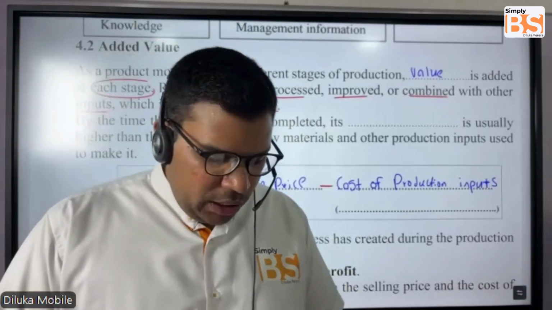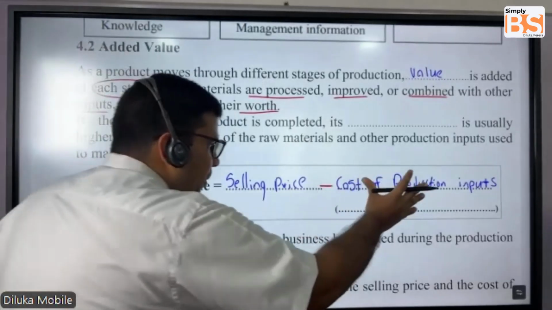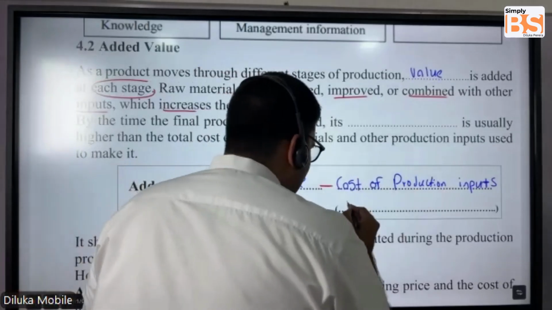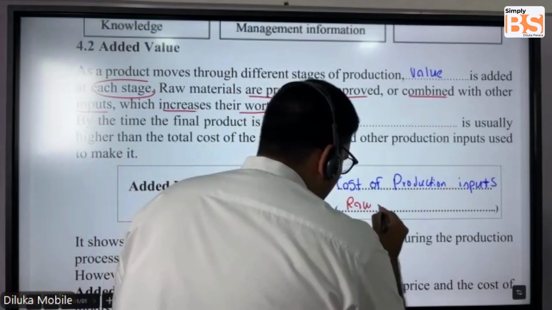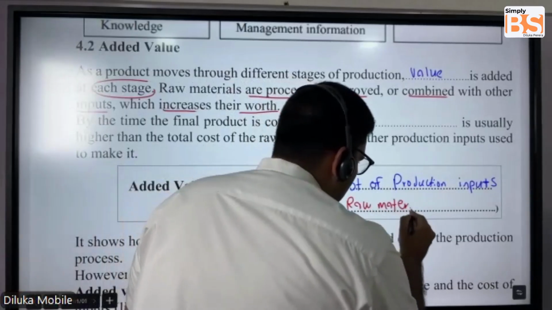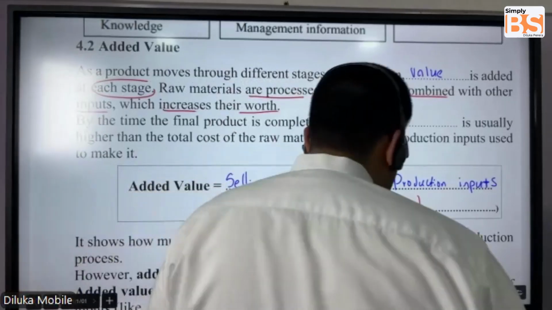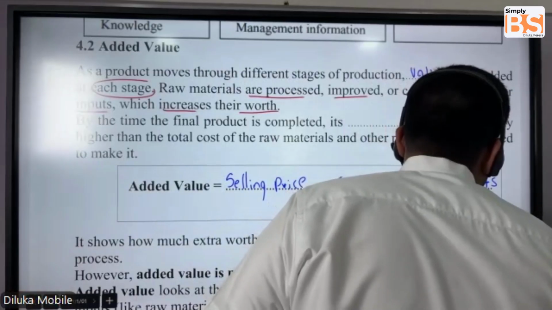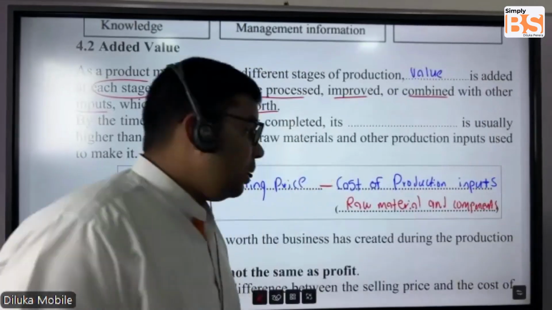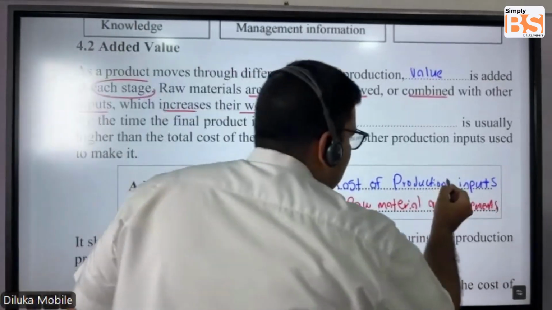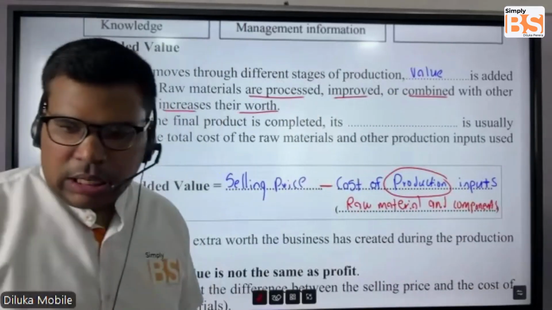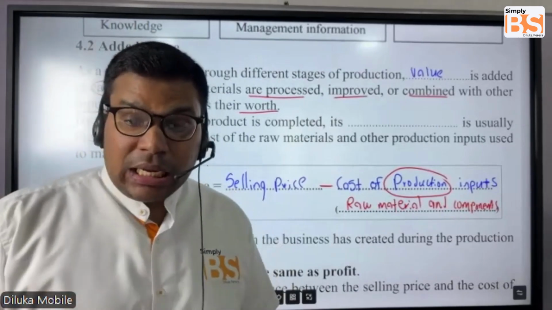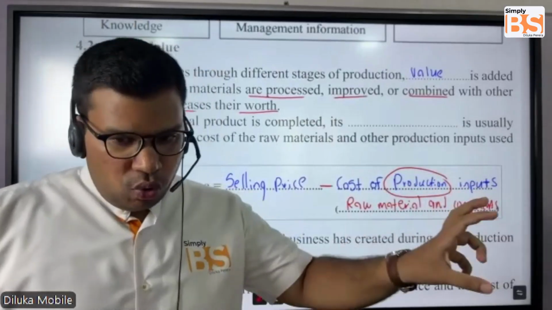So basically, for the production inputs, we can call it raw material and components. Very important. The cost of the production inputs is the cost that you incur for the inputs that you use for production.